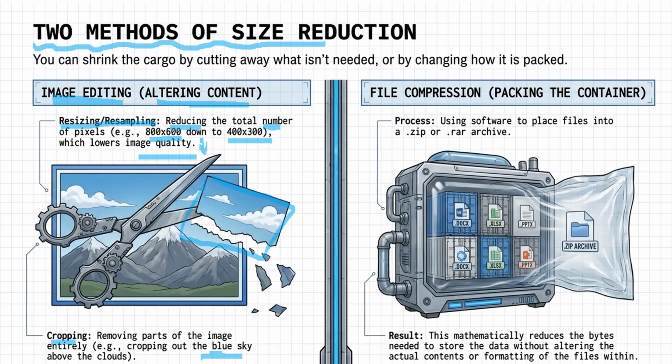Another way is file compression. The process uses software to place files into a .zip or a .rar archive. The result: this mathematically reduces the bytes needed to store the data without altering the actual contents or formatting of the files within.